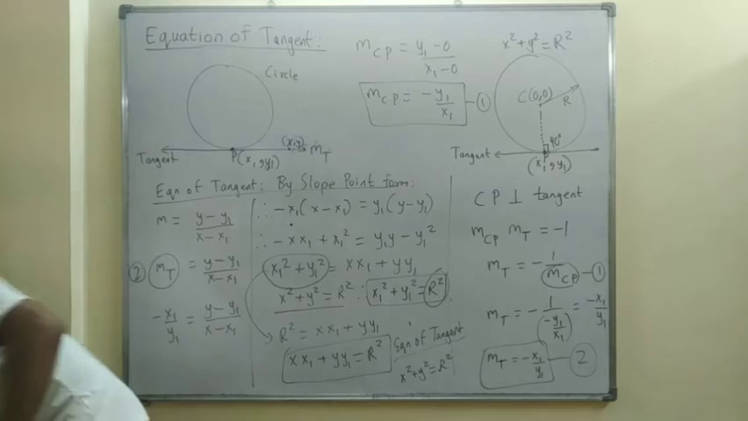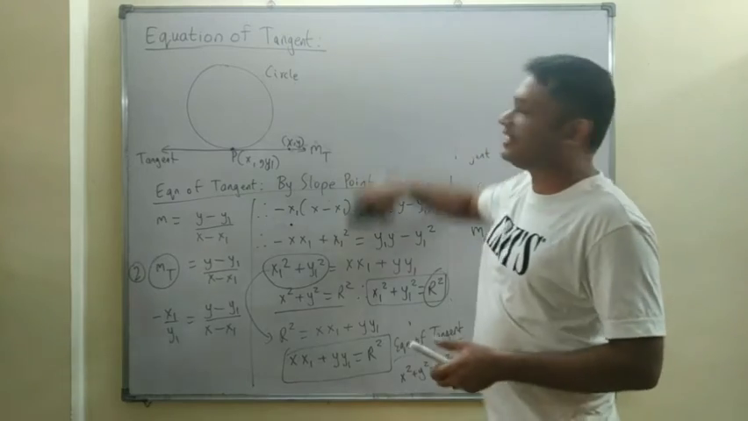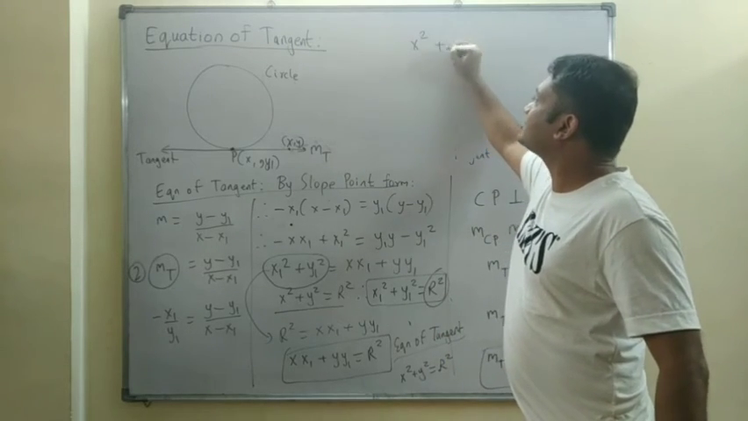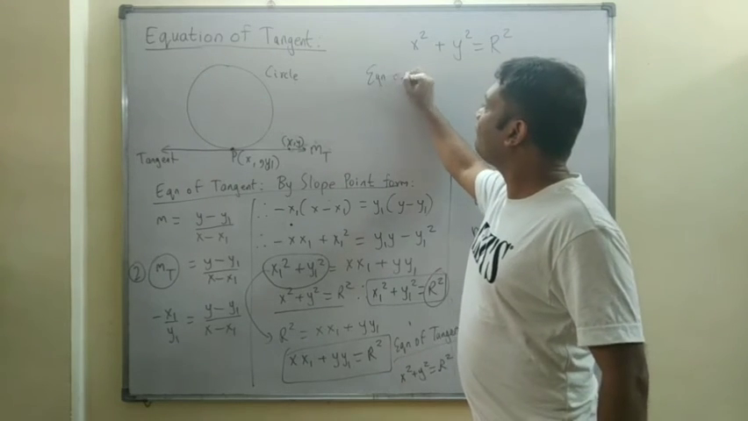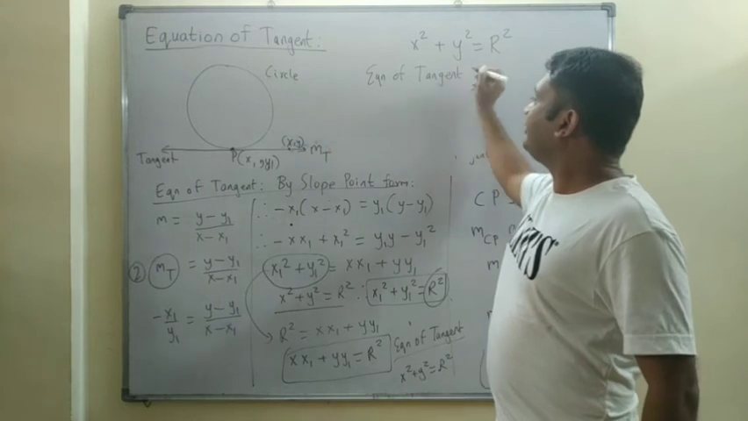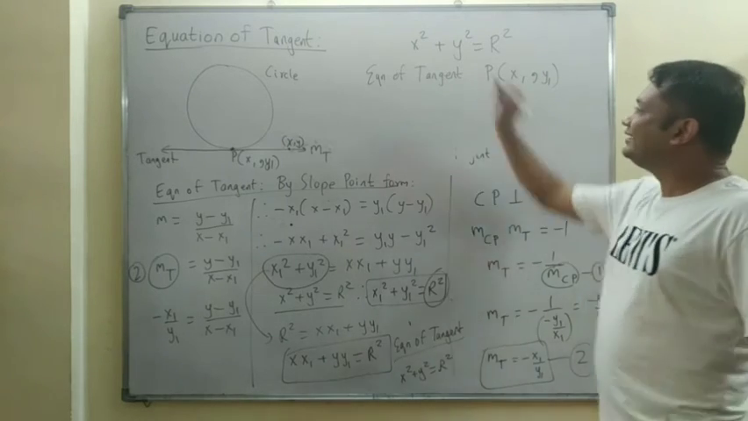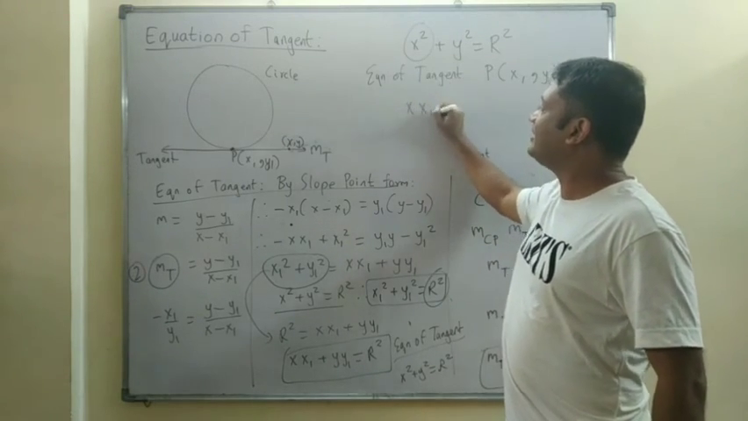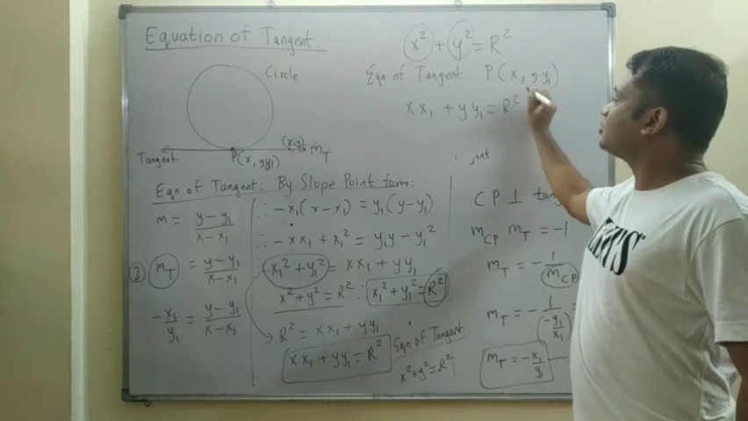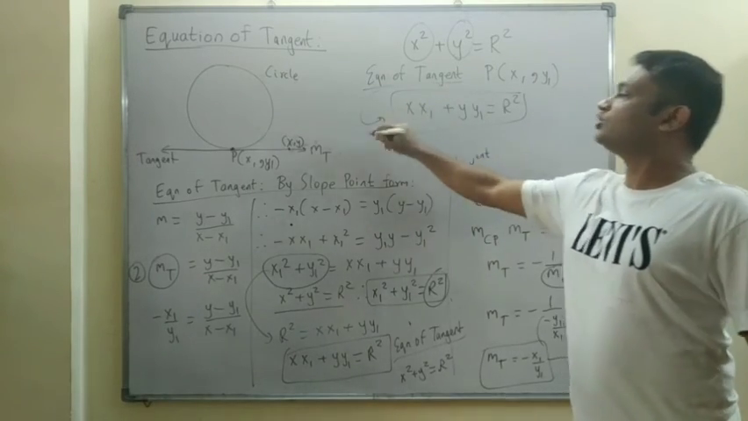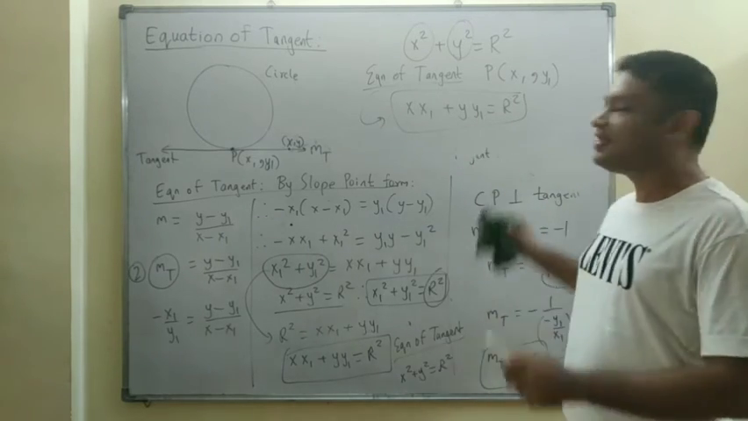So let us revise this result once more. If we have a circle in standard form, which I am writing here, x square plus y square is r square, then the equation of the tangent at any point on the circle, let us say we consider (x1, y1) as that point, is given by, instead of x square, I will write xx1 plus, instead of y square, I will write yy1 is equal to r square. So this is the equation of the tangent to the circle in standard form.